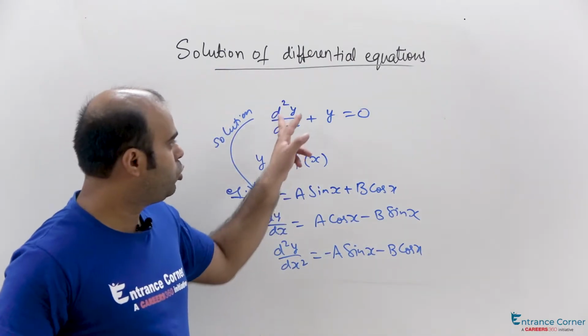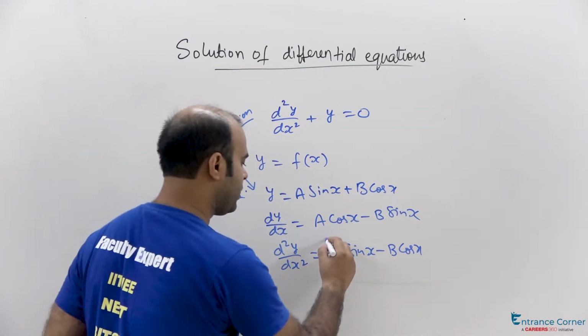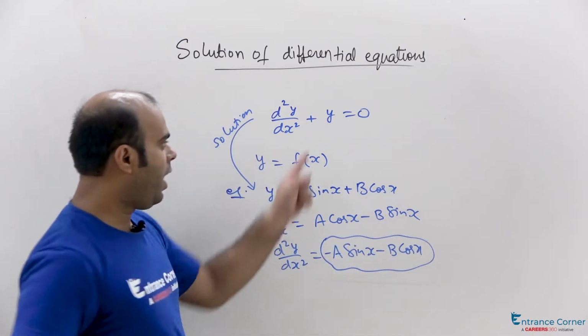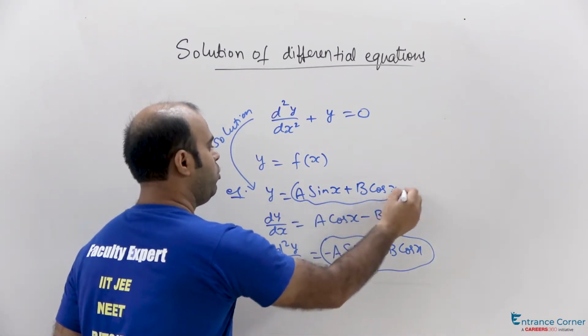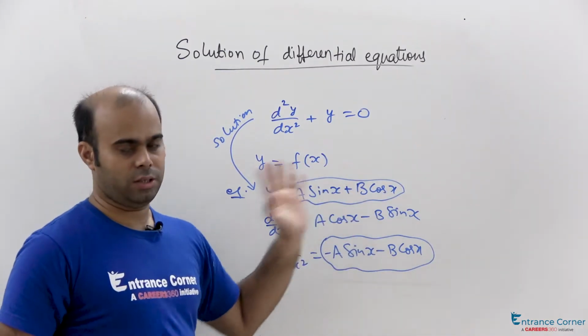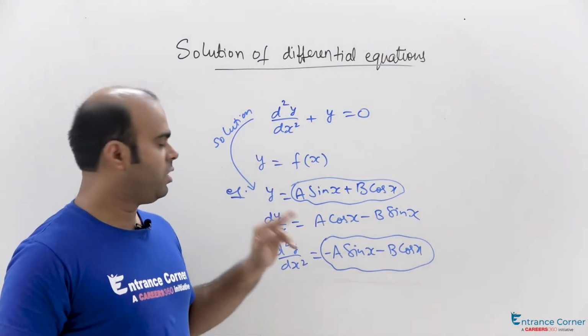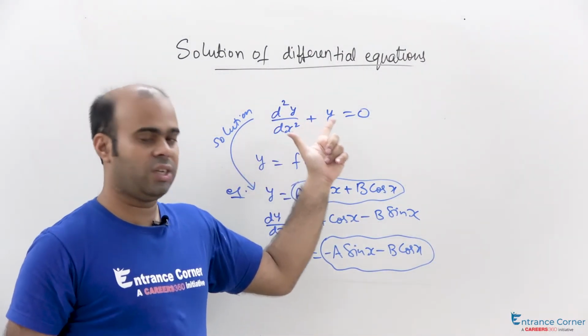Now if we substitute d2y by dx square as this value and y as this value, do we get 0? Yes, we get 0. So this is an identity. Therefore, this is a solution of this differential equation.